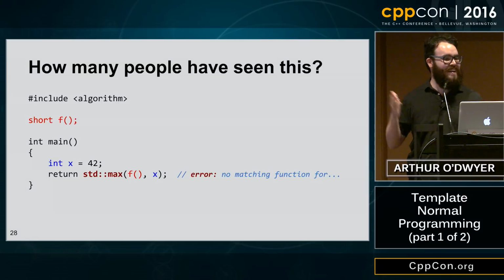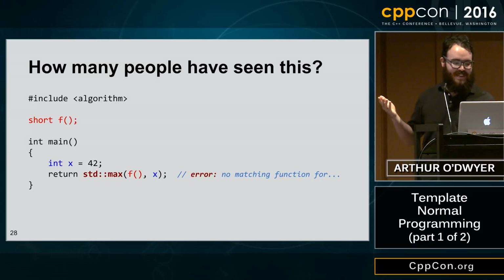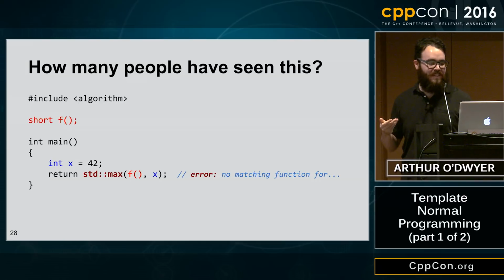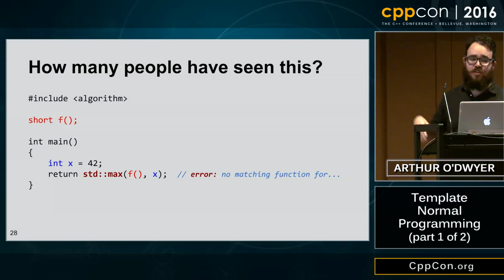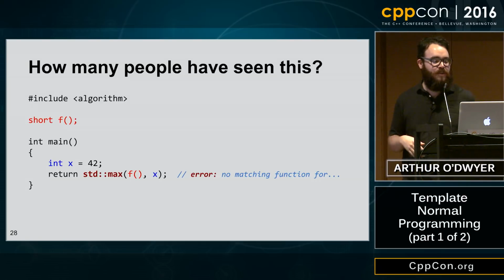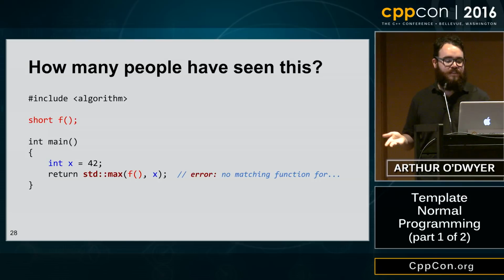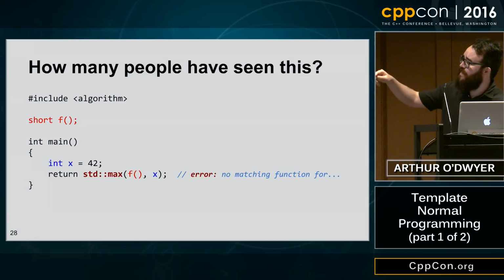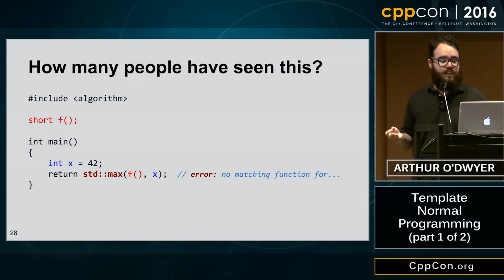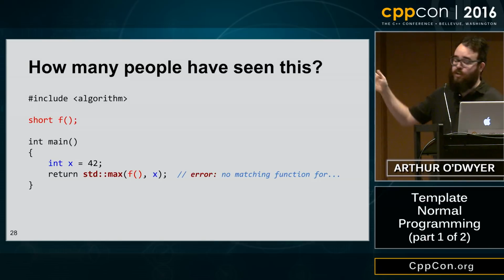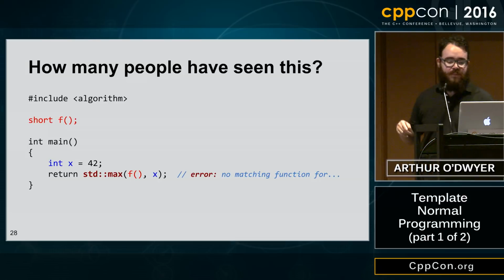And using std::max? Yeah, so here we have a function f that happens to return a short, or it could return unsigned int, or whatever. And we just want to max that with 42, right? I didn't even need to make up int x in this case. I could have just said std::max of f, 0, right? And again, I get an error, no matching function.